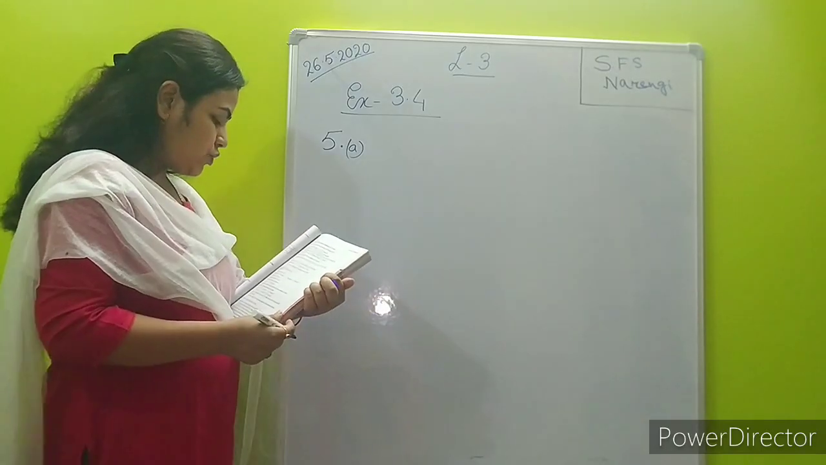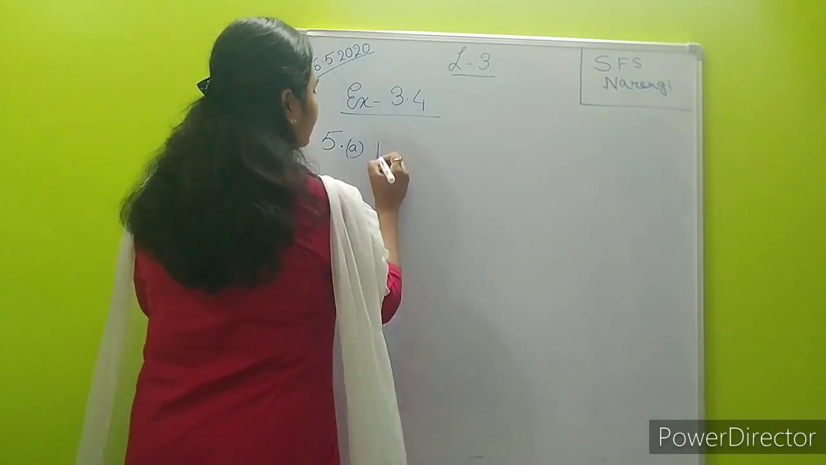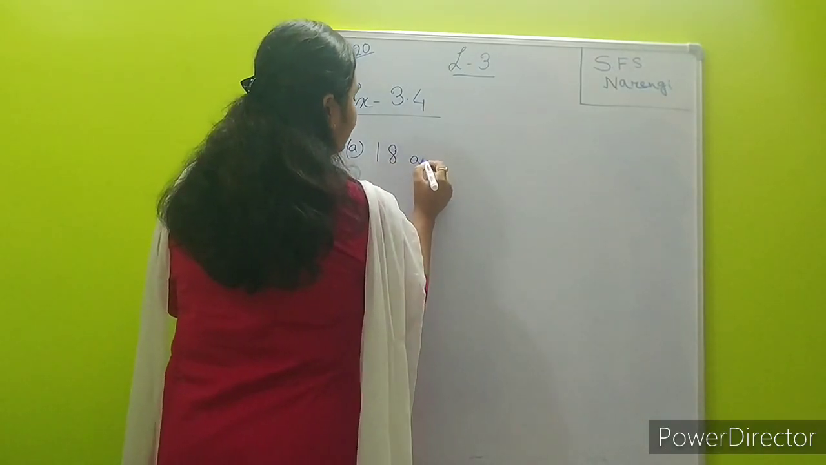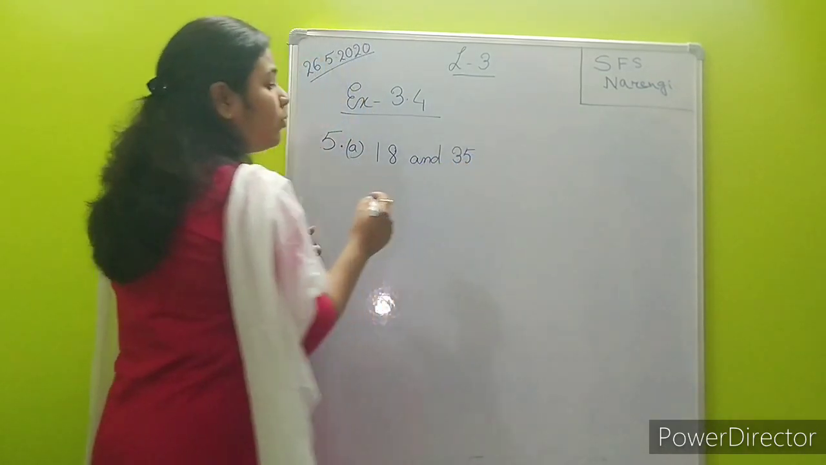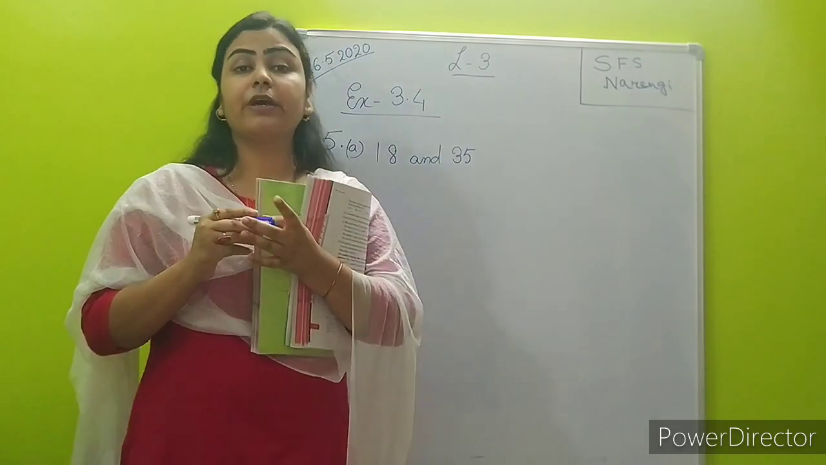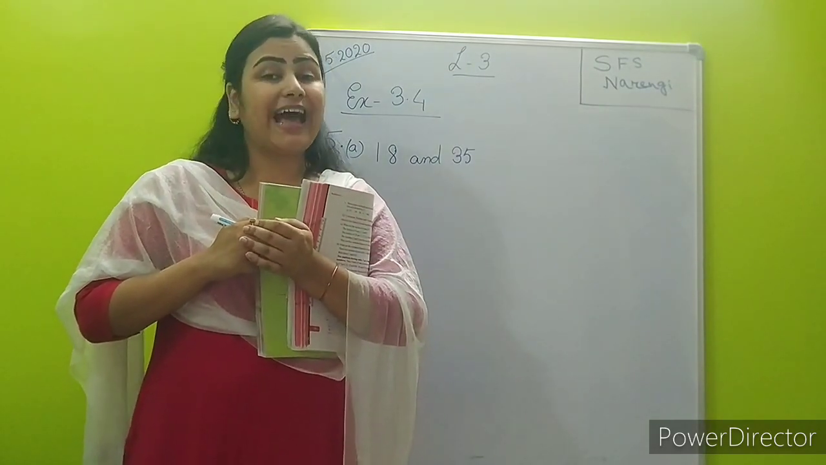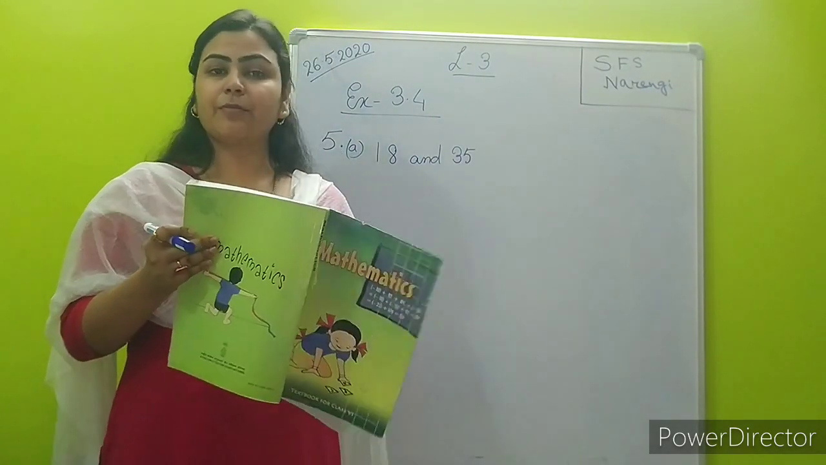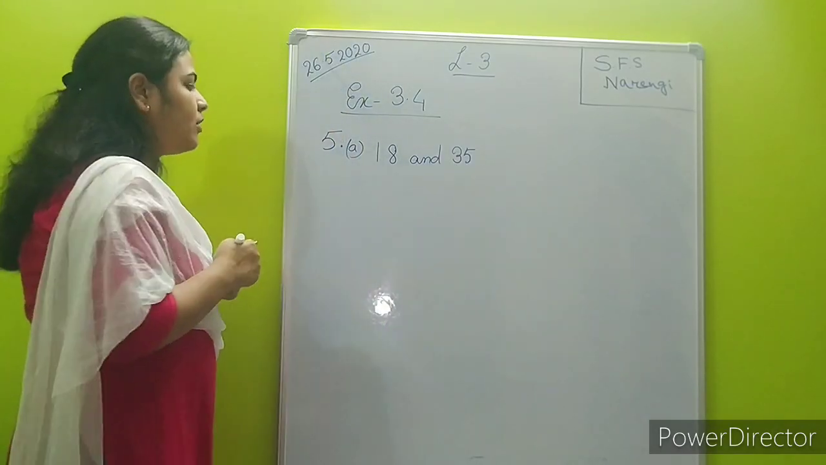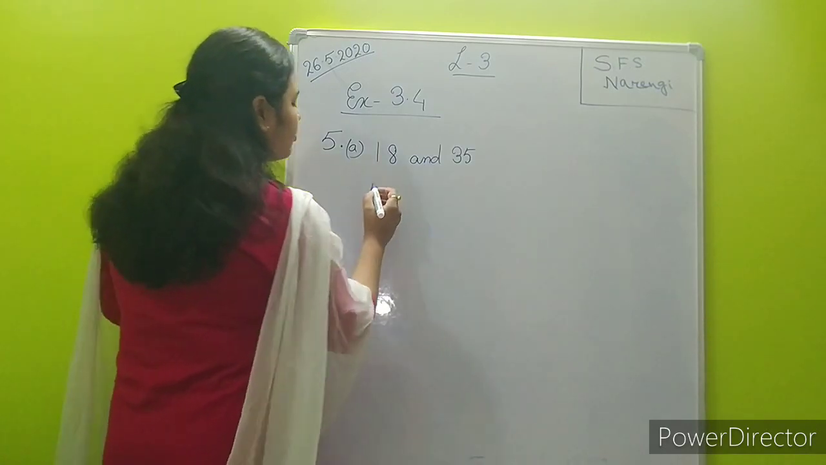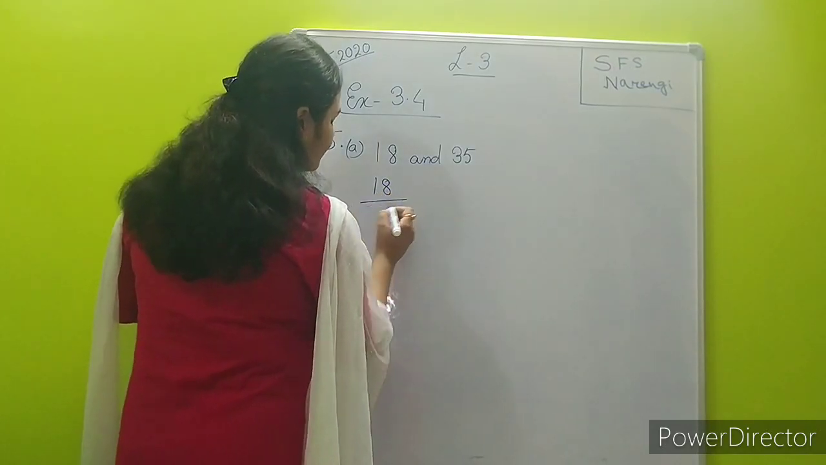So, number 5A is 18 and 35. Now, in your definition, you read 1 as the common factor. That means obviously we have to take out the common factors of the two numbers that are given. So, first let us find out the factors of 18.